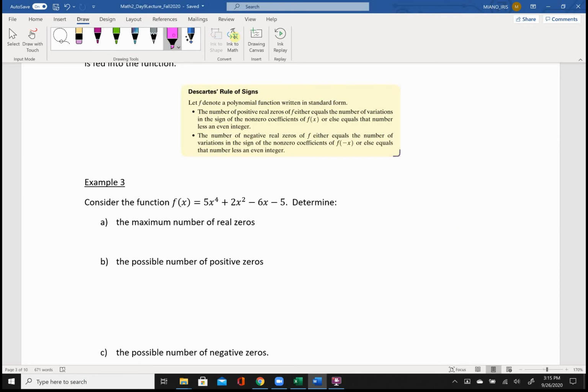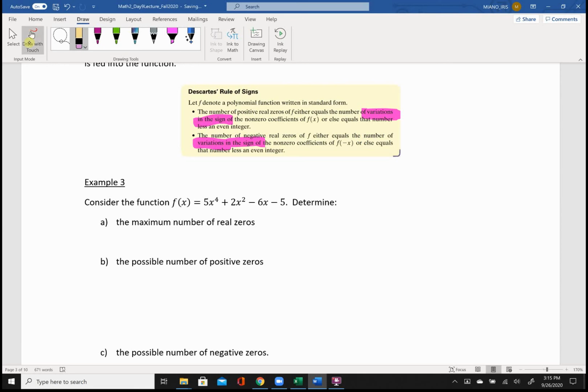So I'm going to highlight that here. Variations in the sign. If you see that with the original function, however many variations of sign you see moving from one term to the next, from left to right, that tells you the number of positive real zeros. And if you plug in a negative x into your function, the signs from one term to the next may or may not change, but you count the number of changes that you see, and that's again your number of variations in sign. That's going to determine how many negative real zeros you have.